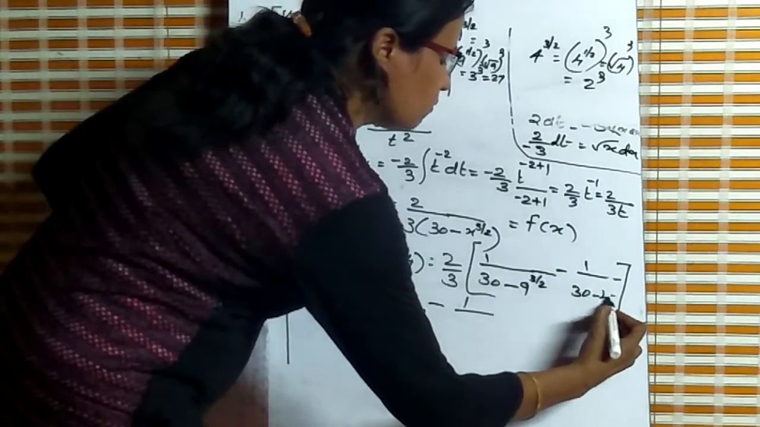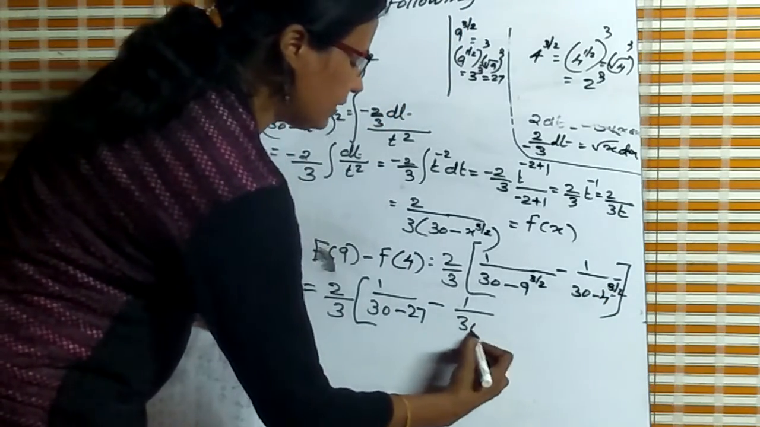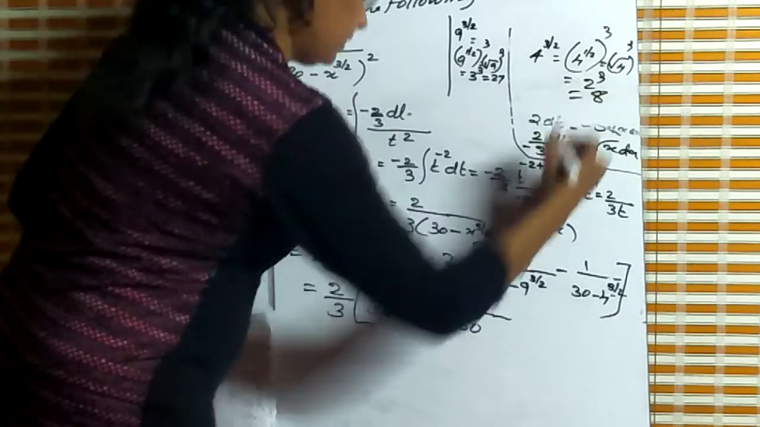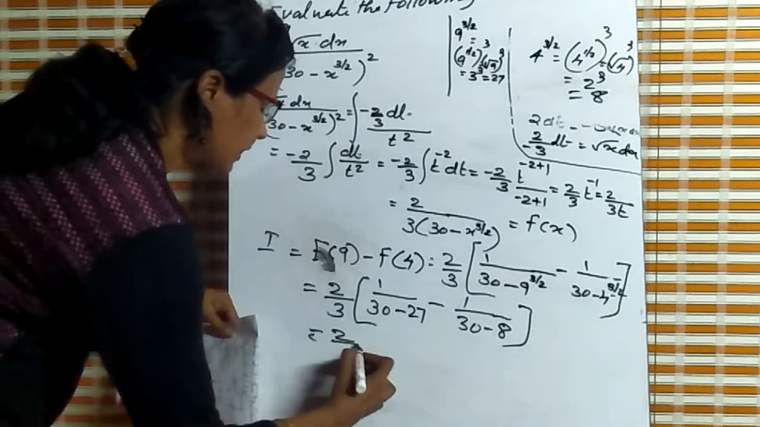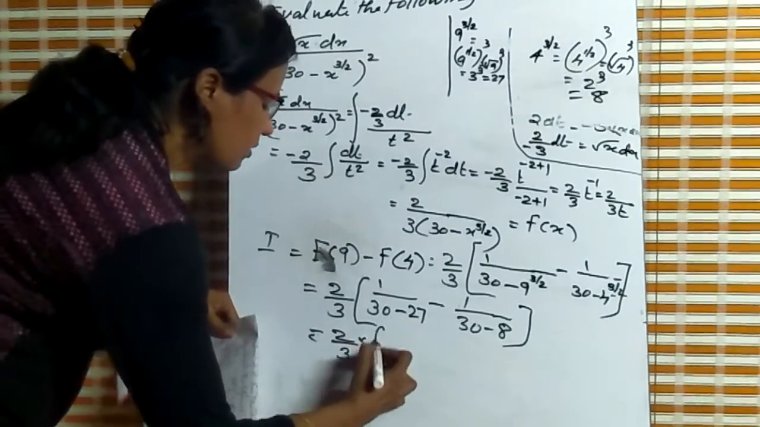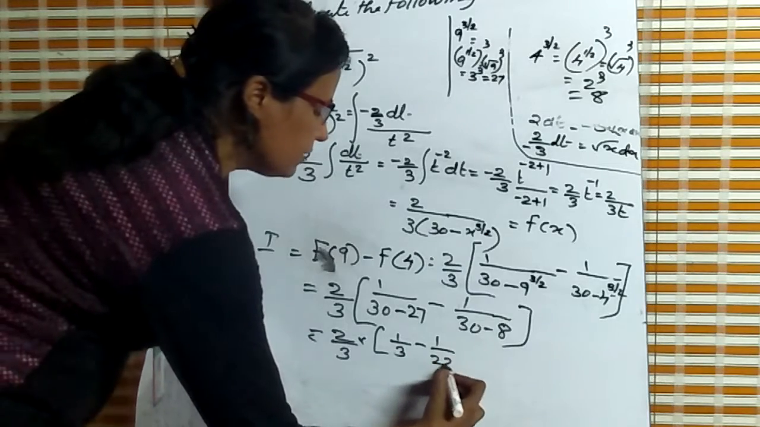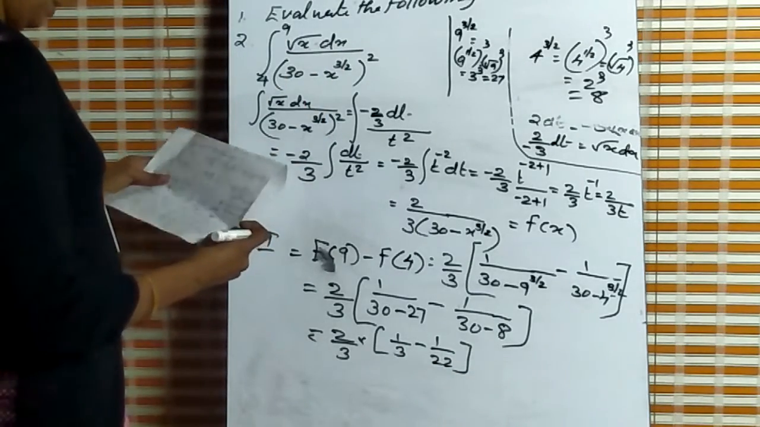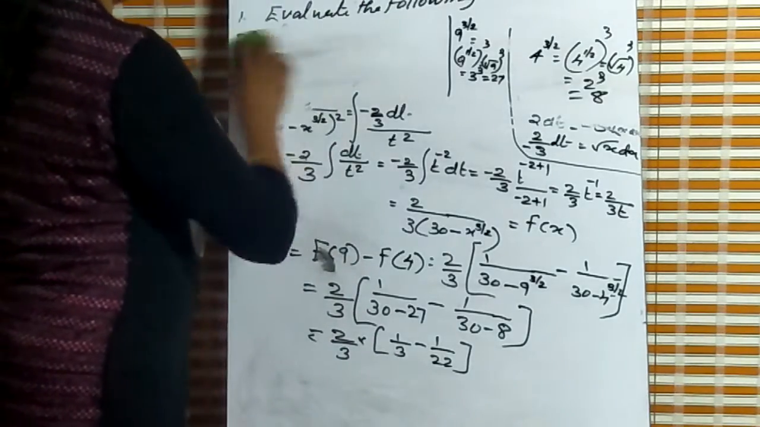30 minus 4 raised to 3 by 2 is equal to 1 by 30 minus 4 raised to 3 by 2, which is 2 cube, equal to 8. 30 minus 8 equals 2 by 3 into 1 by 3 minus 1 by 22.